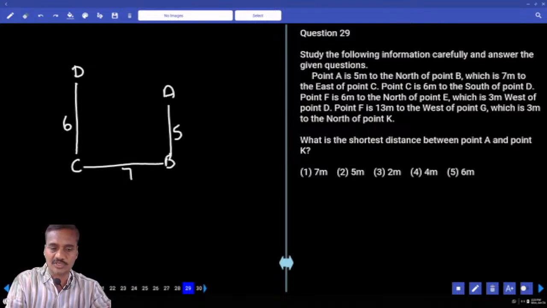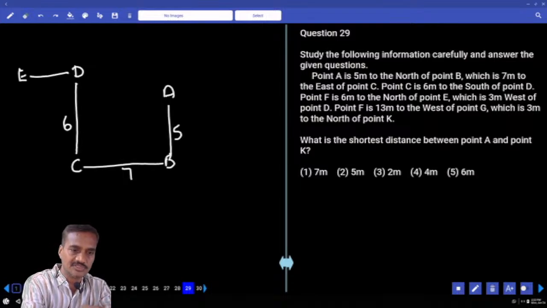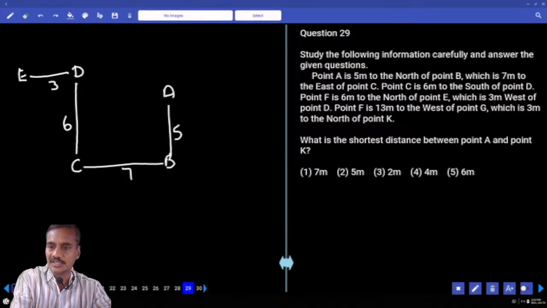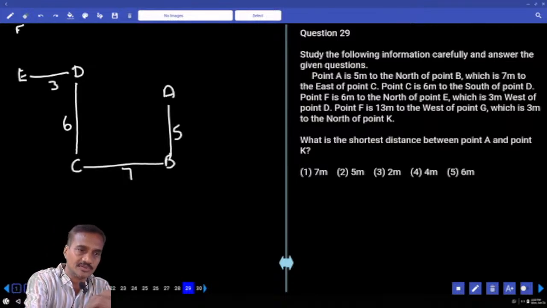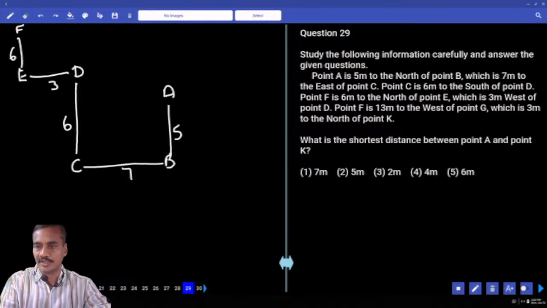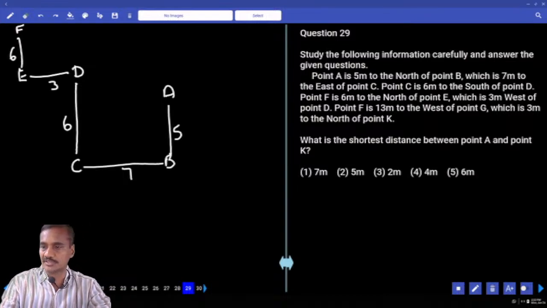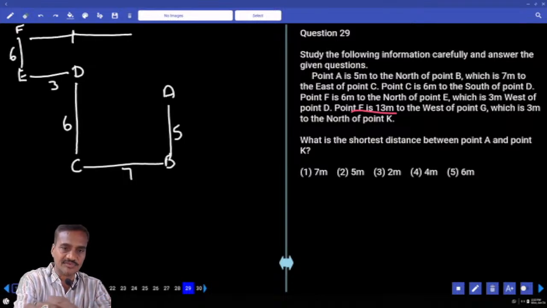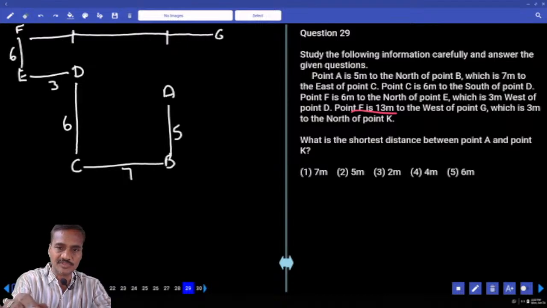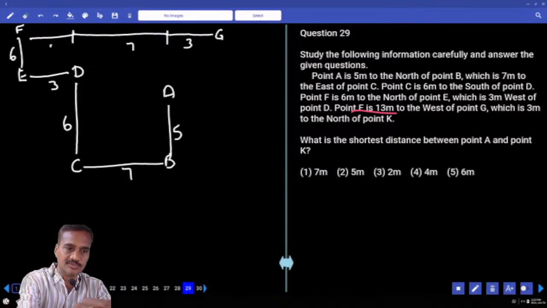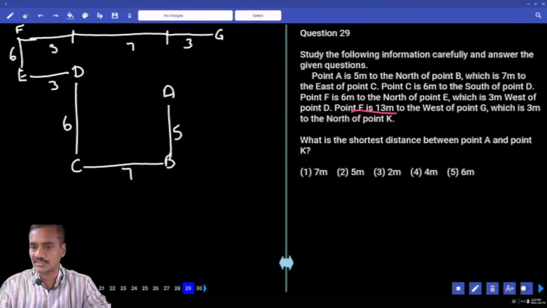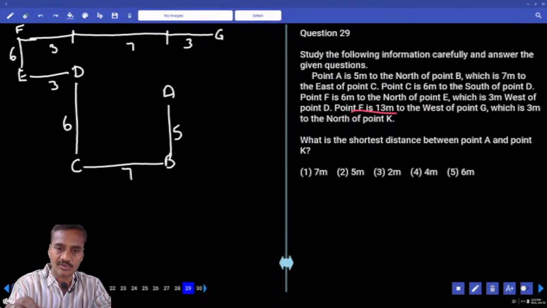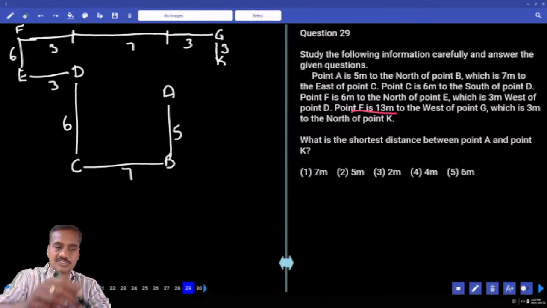F is 6 meters to the north of E. E is 3 meters to the west of D. Now E is here. And again, F is 6 meters to the north of E. Now this is E and F, that is 6 meters. And E is 3 meters to the west of D. And F is 13 meters to the west of G. And 3 plus 7, 10. 10 plus 3. And F is how many meters? 13 meters to the west of G. G is 3 meters to the north of K. Now K and G, the distance is how much? Only 3 meters.